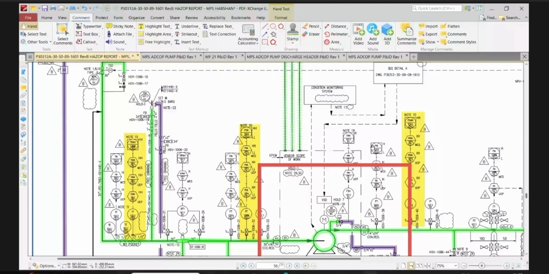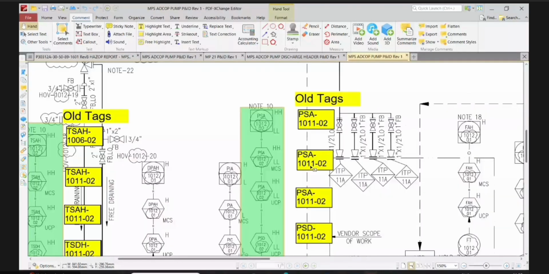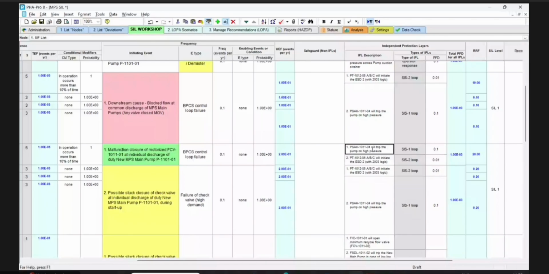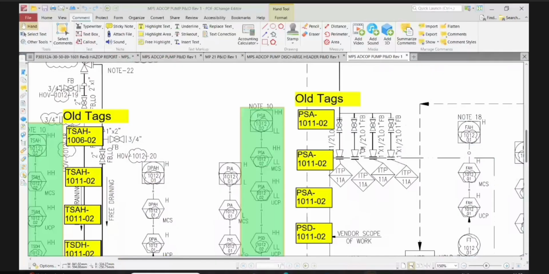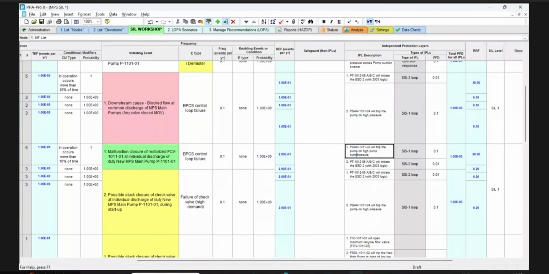PSAH 101102. It will sense high pump suction pressure, and will trip the pump on high pump suction pressure. So this will be the same, because this is a very good SIF.